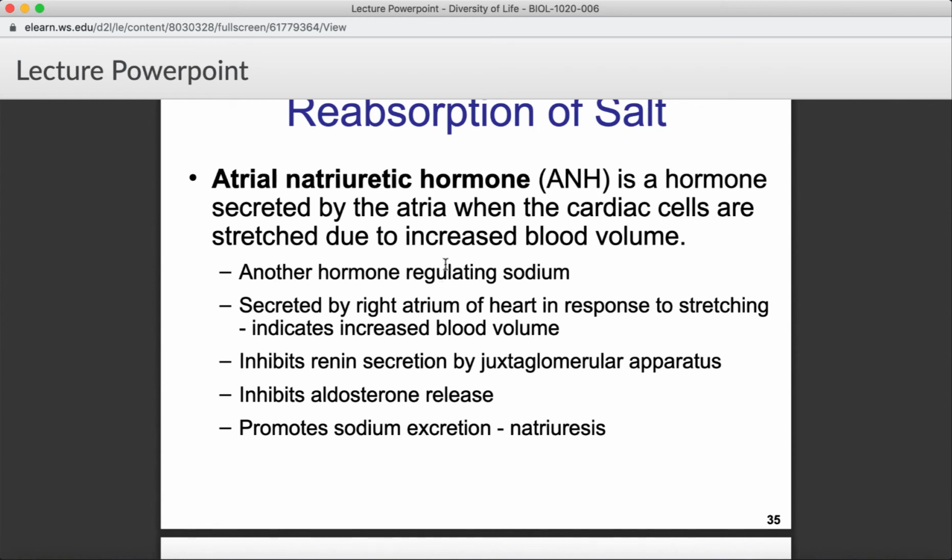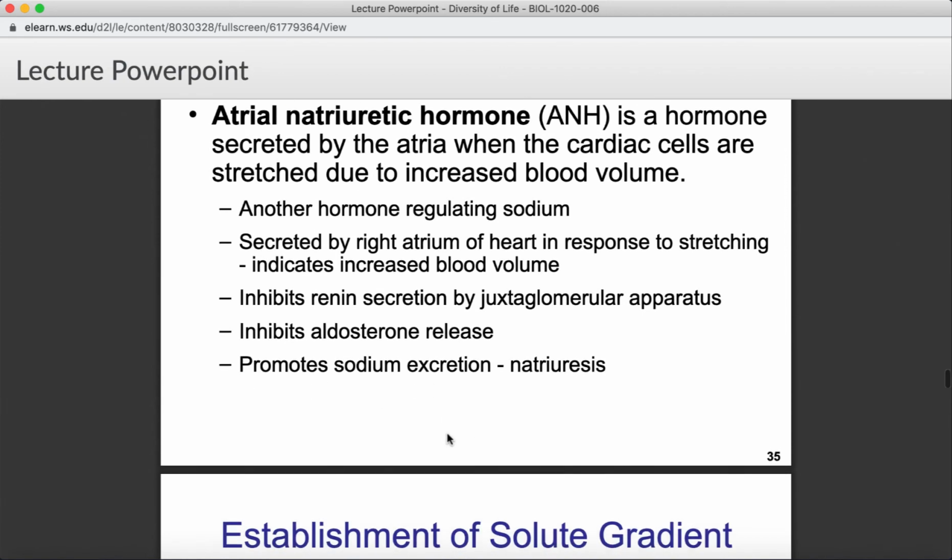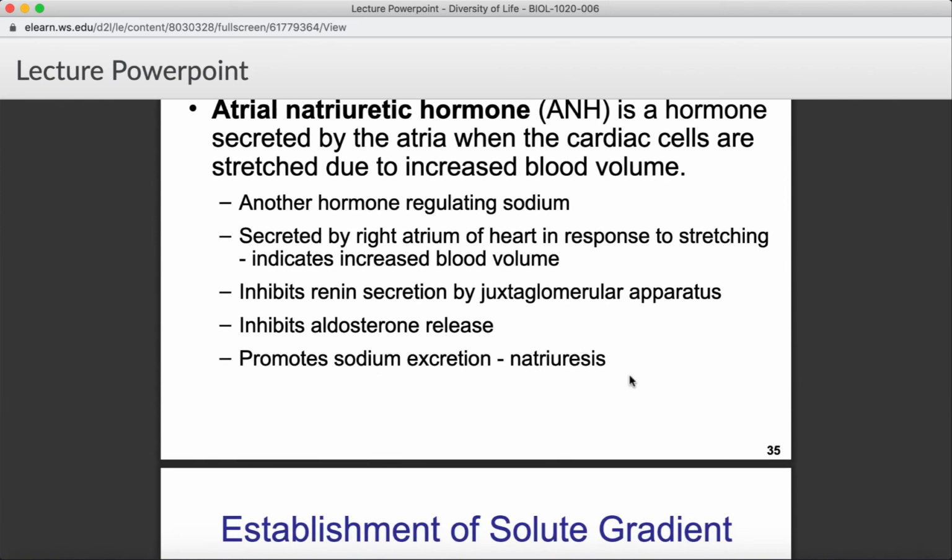This hormone also regulates sodium, but in this case, because you have too much blood volume, the heart's being stretched out, you're going to promote secretion of sodium, so you will lose more water, which means you're going to inhibit renin secretion in the juxtaglomerular apparatus and inhibit aldosterone release, which promotes sodium excretion or natriuresis.